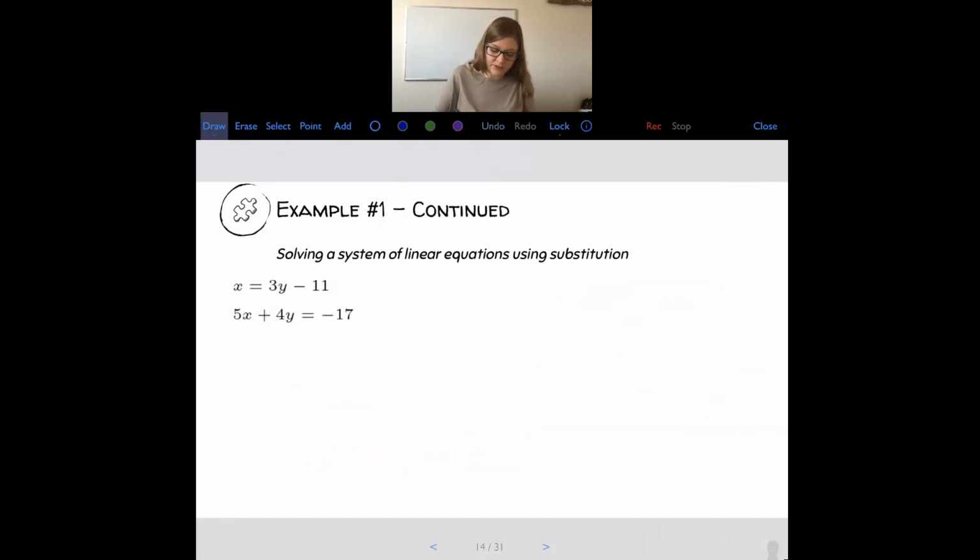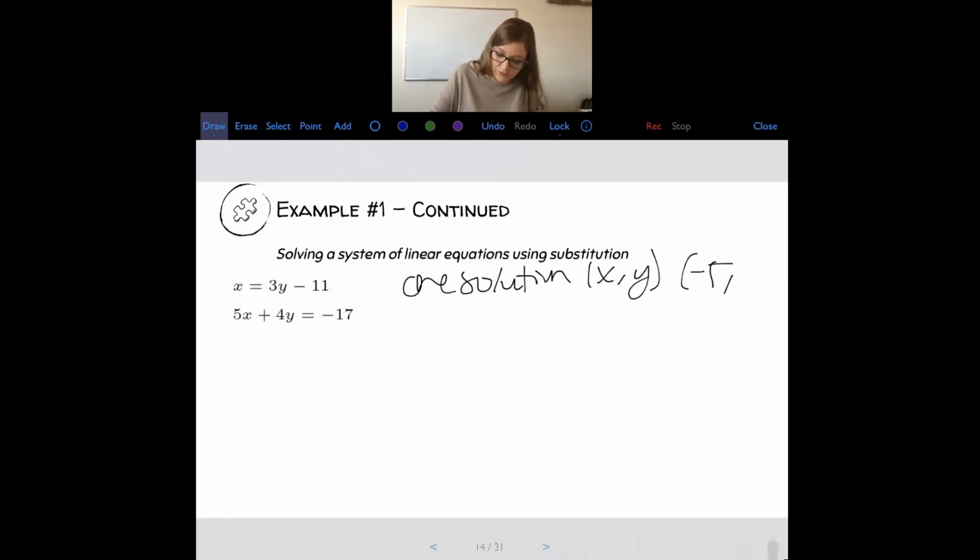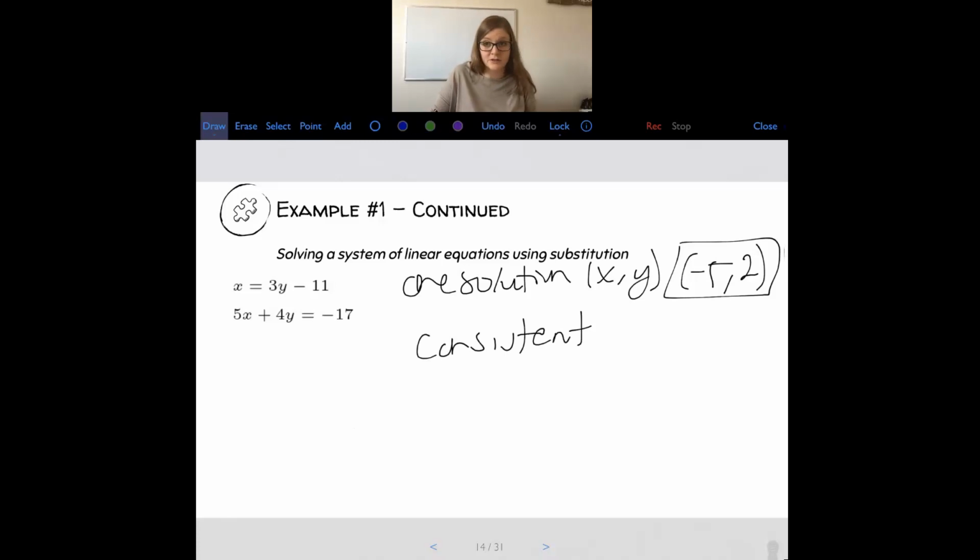Okay, so the solution then, we found that there's one solution. It's written as an xy pair. So our solution then would be negative 5, comma 2. Okay. Our system then is consistent because there's a solution. And since these lines are different, it's not the same line, this would be described as independent.